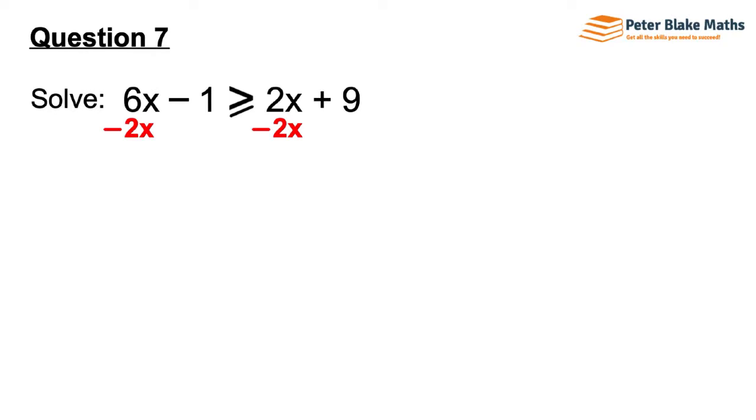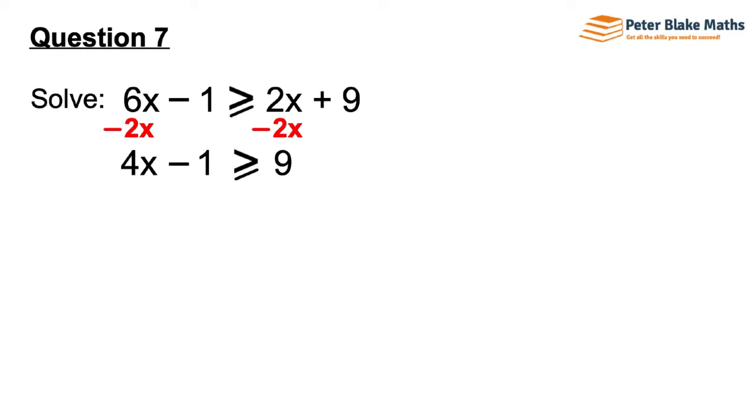So on the right hand side, that 2x and the minus 2x will cancel each other out, but we'll process that left hand side. 6x minus 2x will leave us with 4x on the left hand side. Minus 1's still there, still got the greater than or equal to sign, and because the 2x and the minus 2x cancelled out, we're just left with 9 on the right hand side. Okay, we've then just got a normal one from here.